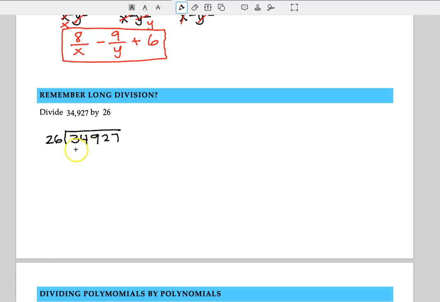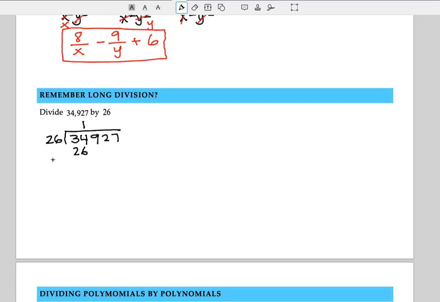Okay, so keep in mind here, we're going to look at our first two digits here, that 34. And we're just going to think to ourselves, how many times can 26 divide into 34? And that's just going to be one time. So we'll put it up there and then we say 1 times 26 is 26. All right. And then does anybody remember what we do at this point when we were doing this long division?